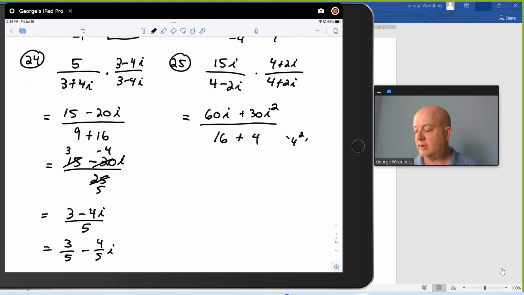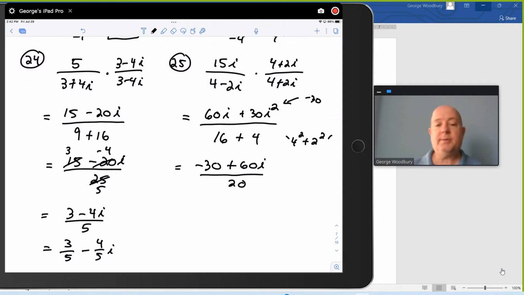And let me just write that to the side. 4 squared plus 2 squared. That denominator is going to simplify to be 20. Also, this 30i squared is really the same as a negative 30, so I'm going to rewrite everything in the numerator. Negative 30 plus 60i over 20.